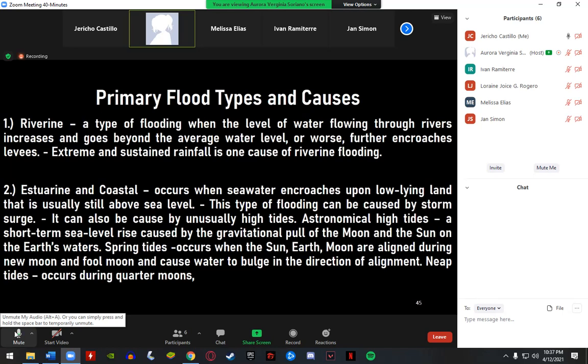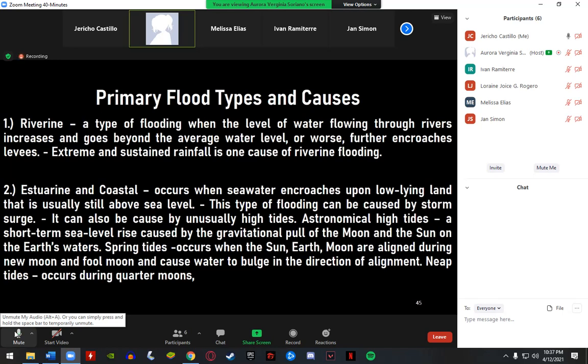So number 2, estuarine and coastal. Occurs when seawater encroaches upon low-lying land that is usually still above sea level. This type of flooding can be caused by storm surge. It can also be caused by unusually high tides, astronomical high tides, a short-term sea level rise caused by the gravitational pull of the moon and the sun on the Earth's waters.